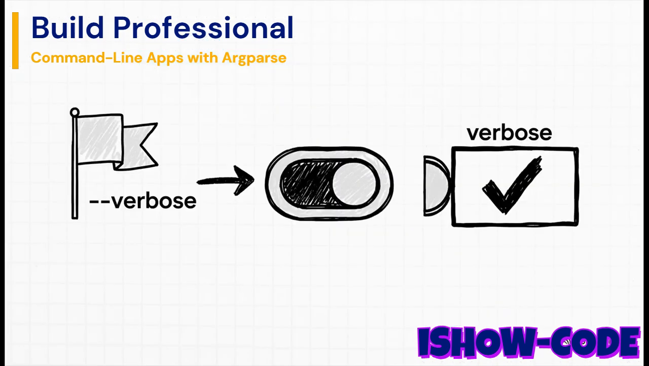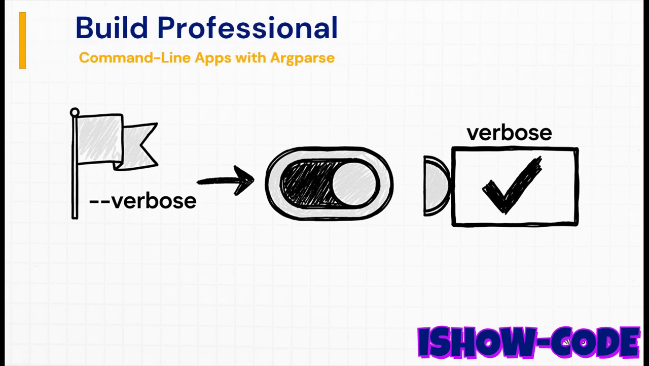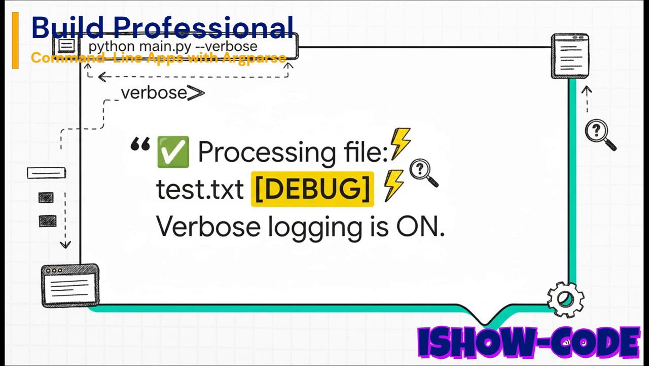So let's add one of those Boolean switches. This is perfect for something like a --verbose flag to get more output. Notice how we give it a short name, -v, and a long name, --verbose. The key here is action equals store true. That tells Argparse, hey, if you see this flag, just set a variable named verbose to true. If you don't see it, it's false. Simple as that. So now, when we run our script and we include that --verbose flag, our code can just do a simple check. If args.verbose is true, we can print out all that extra debugging info. It's a totally optional feature that the user can turn on when they need it.